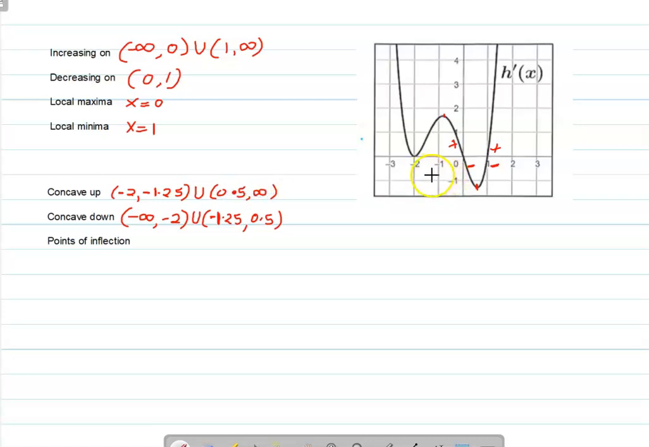And now let's find the points of inflection. Points of inflection are those where the concavity changes from up to down or down to up. Concavity is changing at these points: negative 2, then negative 1.25, then 0.5. So these three are the points of inflection: negative 2, then negative 1.25, and then 0.5.